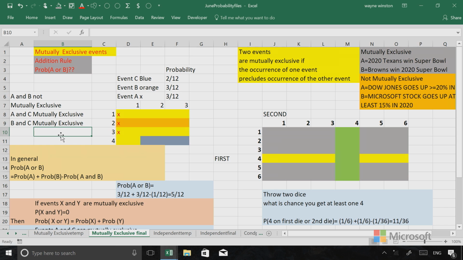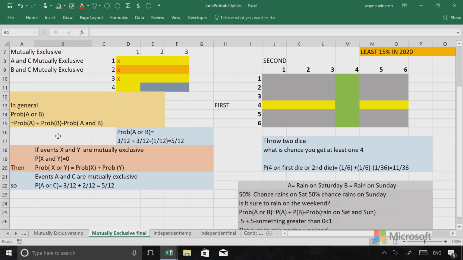Okay, so now we can see how this concept of mutually exclusive ties into the addition rule, getting the probability of A or B. So for any two events, A or B, how do you get the probability of A or B? Well, you take the probability of A plus the probability of B, but you have to subtract off the probability they both happen, which is called the intersection, or else you'll double count things. Now if you have mutually exclusive events, then the probability of A and B is 0 because there's no intersection. So in that case, if X and Y are mutually exclusive, the probability of X or Y is the probability of X plus the probability of Y.